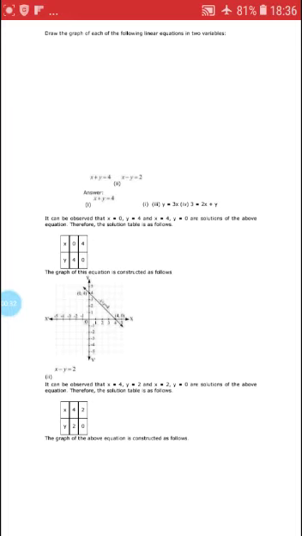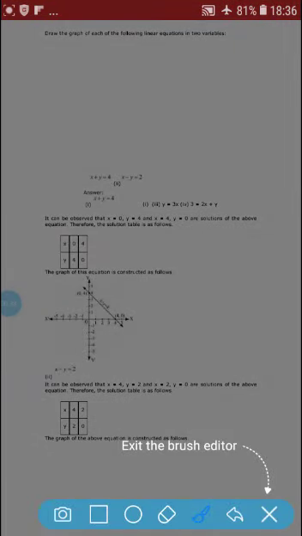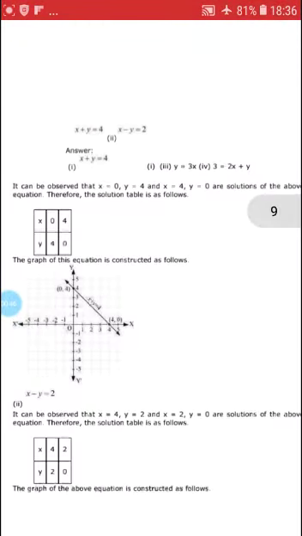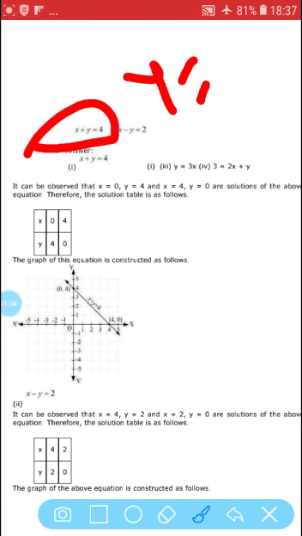Our first question is: draw the graph of each of the following linear equations in two variables. Our equation is x plus y is equal to 4. For drawing x plus y equals 4, first we arrange our equation. You can write it in any way, for example y is equal to 4 minus x. Can we write it that way? Okay, so we write y is equal to 4 minus x.